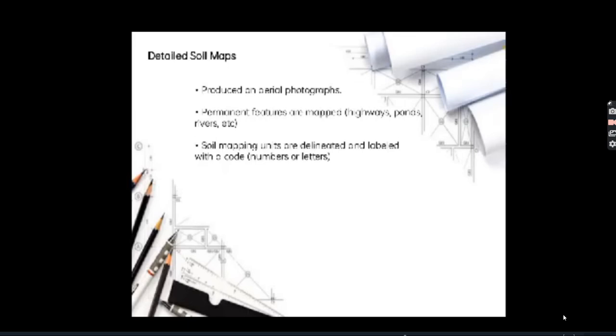Detailed soil maps are produced on aerial photographs. Permanent features on the map are highways, ponds, rivers, etc. Soil mapping units are delineated and labeled with a code, number, or letters. I can't find an example of this detailed soil map.